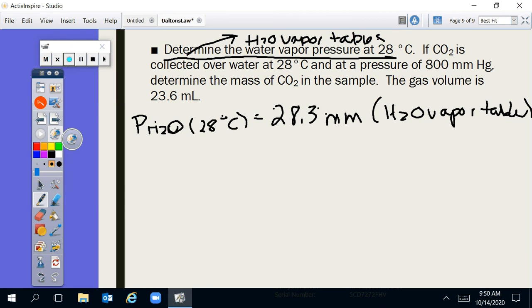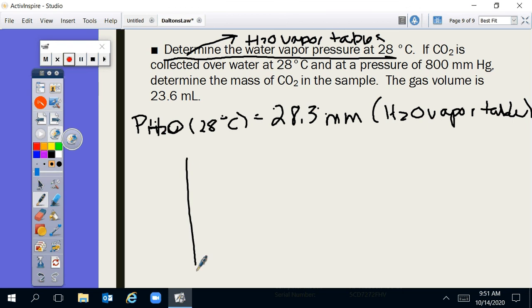That's the partial pressure of water. Okay. Now it tells you that carbon dioxide is collected over water at 28 degrees and at a pressure of 800 millimeters of mercury. Determine the mass of CO2 in the sample. The gas volume is 23.6 milliliters. Okay, so what does that mean?